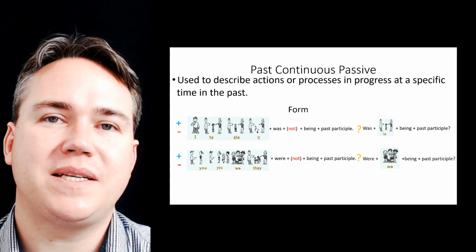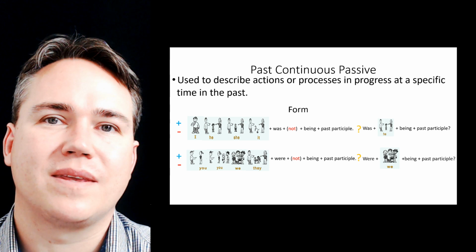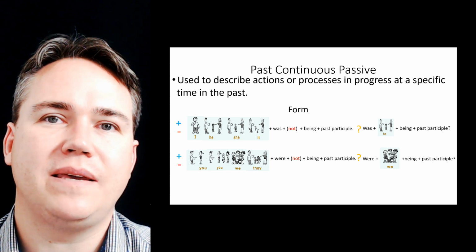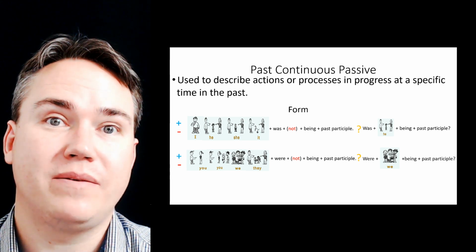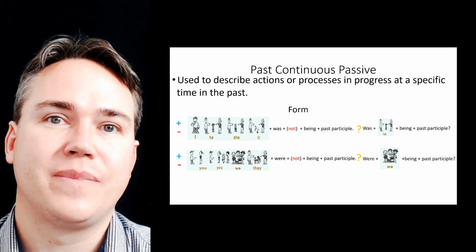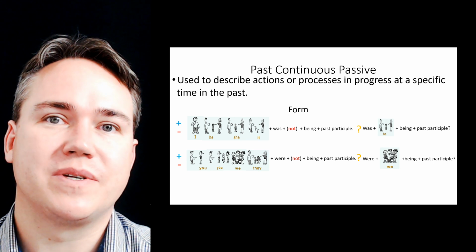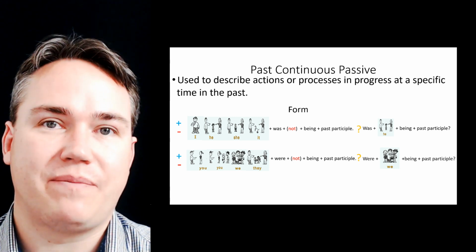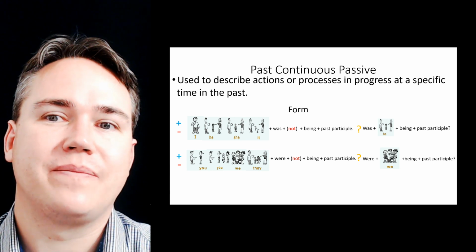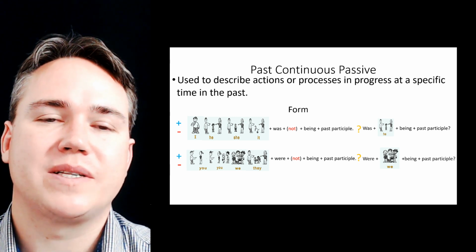So the past continuous passive is just like the present continuous, except present continuous talks about right now, something's in progress, and past continuous talks about at that specific moment in the past, something was in progress. So it works like this.